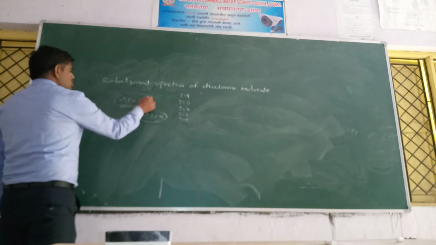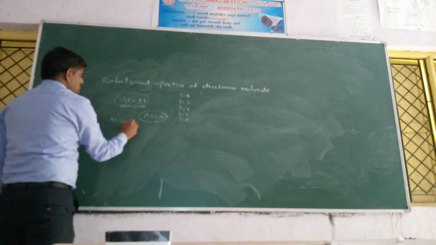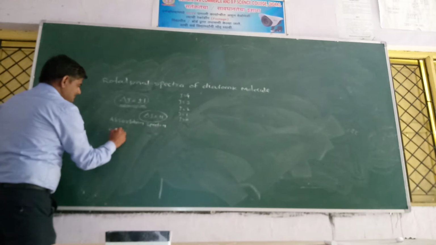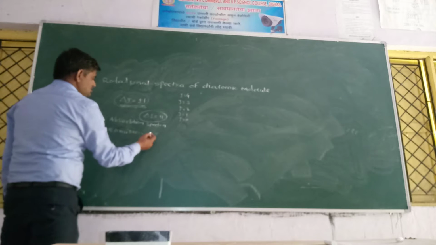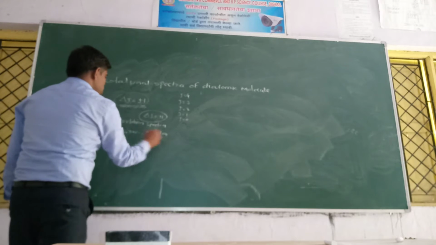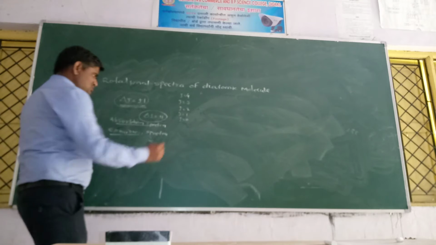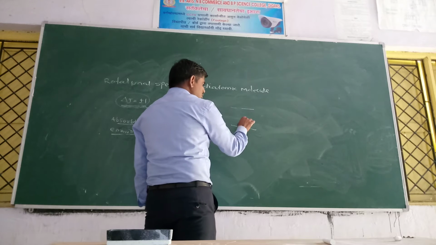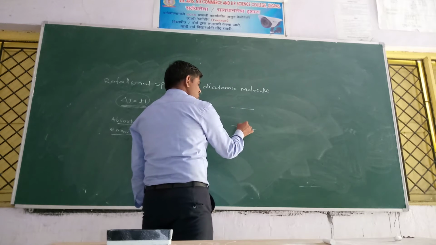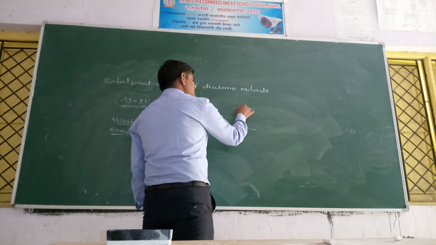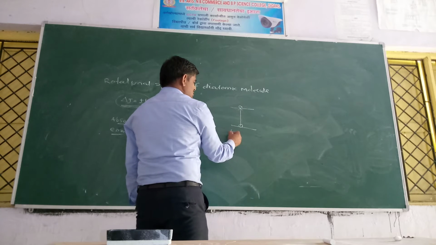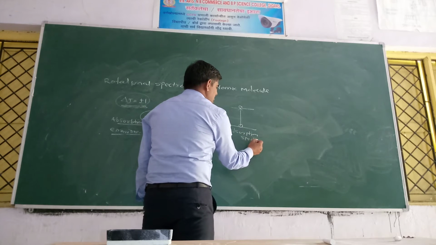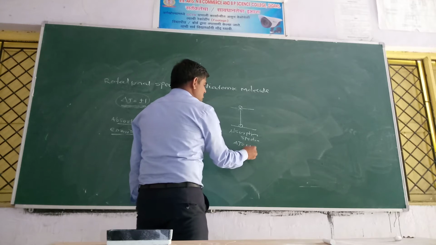In this selection rule, absorption spectra and emission spectra, these two spectra are considered. Which is absorption spectra and which is emission spectra? Absorption spectra means the molecule absorbs some energy in the lower state or ground state, then it goes to the higher excited state. This is the absorption spectra. Delta J is equal to plus 1.